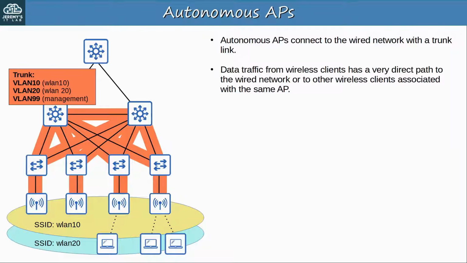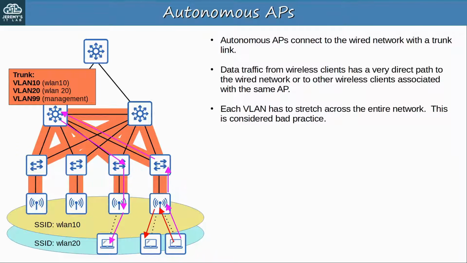When using autonomous APs, data traffic from wireless clients has a very direct path to the wired network, or to other wireless clients associated with the same AP. This statement might be a little unclear, but you'll understand it when you see the path that data takes when using a wireless LAN controller. So, with an autonomous AP, traffic between these PCs simply goes from PC to AP, among the switches, and then to the other AP and PC. Or between devices associated with the same AP, there's no need for the traffic to even go to the wired network. Soon you'll see how this is different compared to the traffic path when using a wireless LAN controller.